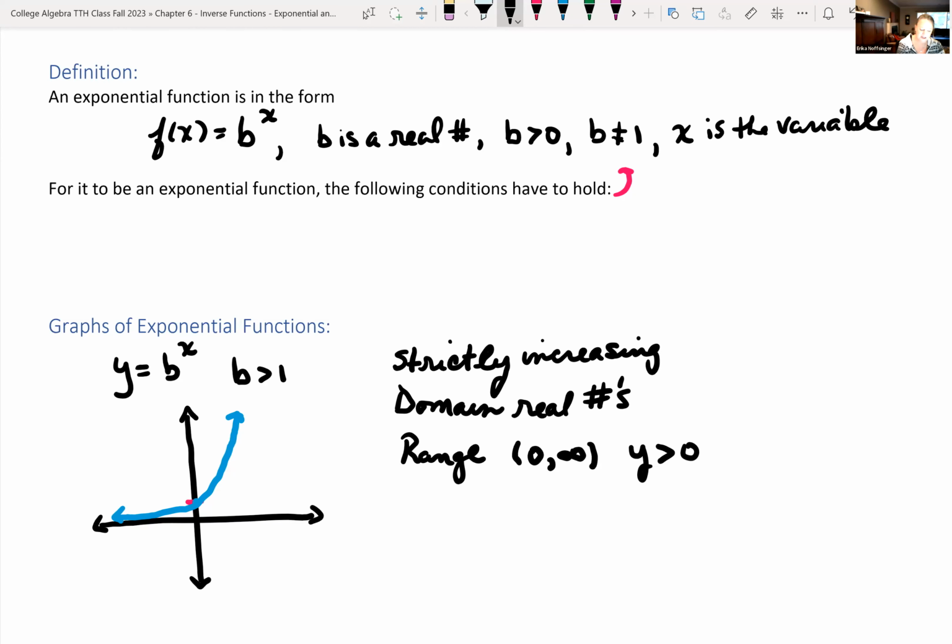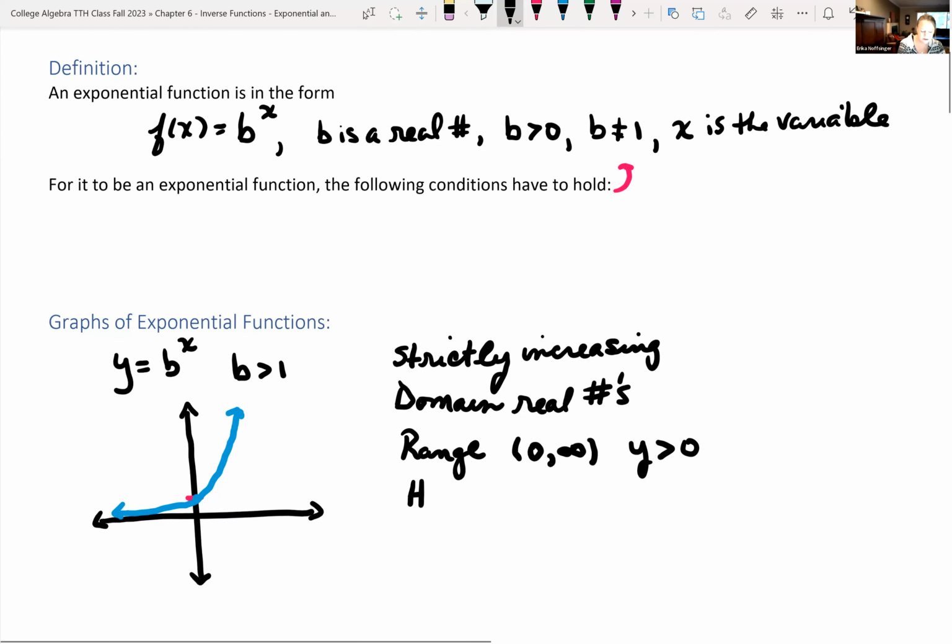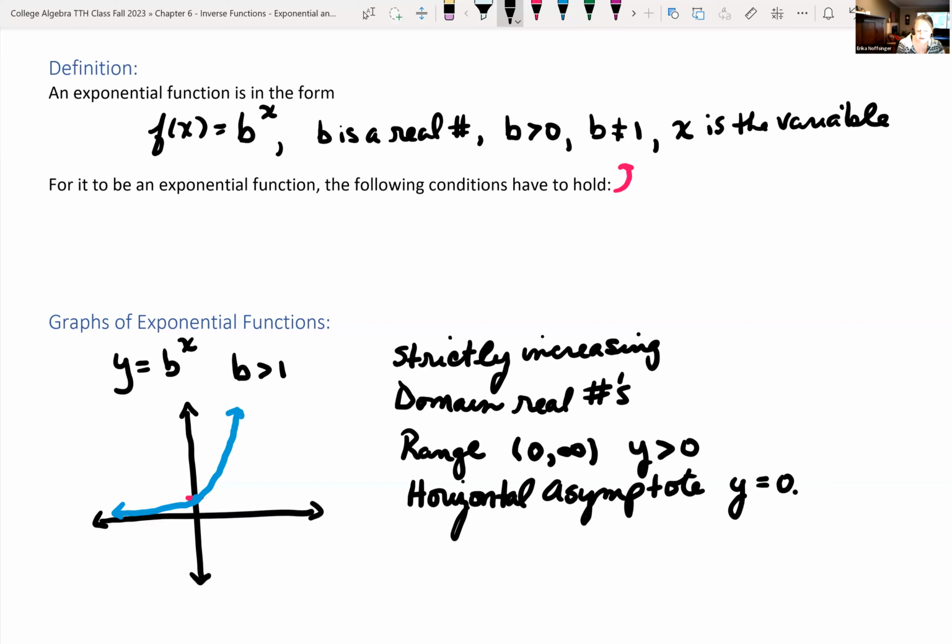Notice we have a horizontal asymptote. So as your x value is heading towards negative infinity, your y value is going to 0. So we have a horizontal asymptote at y equals 0. So those are if our base is greater than 1. If you had your base between 0 and 1, then our shape is going to look a little different when we graph this.